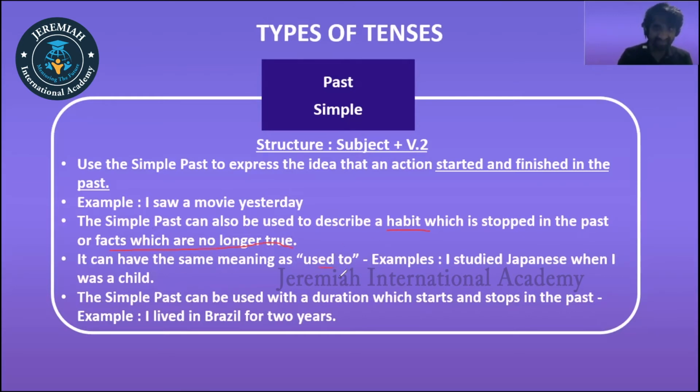You need to have this ED in your mind. So I studied Japanese when I was a child. I studied. Okay, so the simple past can be used with a duration as well, which starts and stops in the past. അപ്പം എന്താ, നമുക്കൊരു ഒരു വർഷം എന്ന് പറയുന്ന ഒരു കുറച്ച് കാലഘട്ടങ്ങളെ നമുക്ക് പറയാം. So I lived. സോ ED സിമ്പിൾ എന്ന് പറയുമ്പോൾ തന്നെ, സിമ്പിൾ പാസ്റ്റ് എന്ന് പറയുമ്പോൾ തന്നെ അവിടെ you need to have this ED. Okay, excuse my writing. All right, so yeah, I lived in Brazil for 2 years.